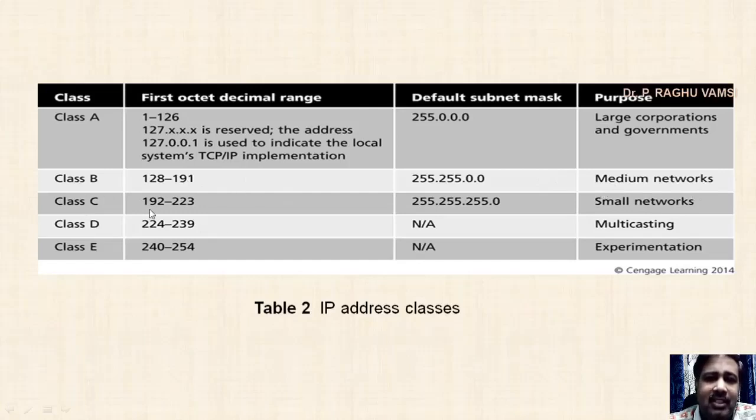And in case of class C, next 32. So here 128, 64, and 32. So 192 to 223 will be used for class C. And here the subnet mask will be 255.255.255.0, which is especially used in small networks. Class D is used especially for the public domain. There is no subnet mask for this. And class E is for experimentation purposes.